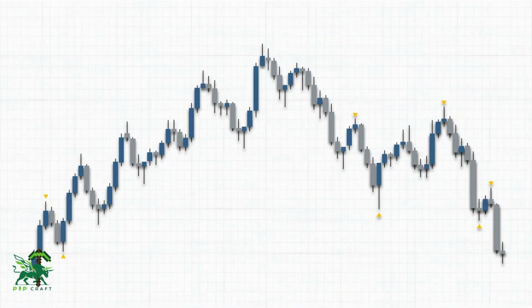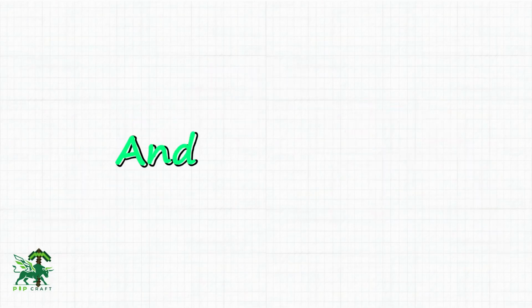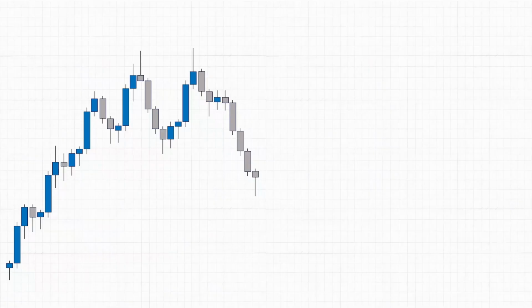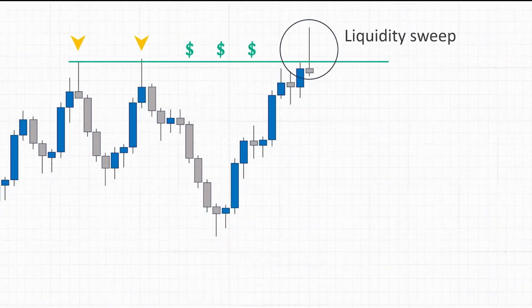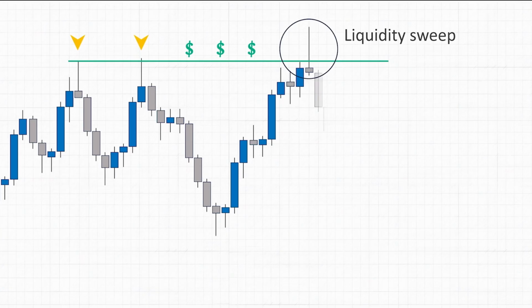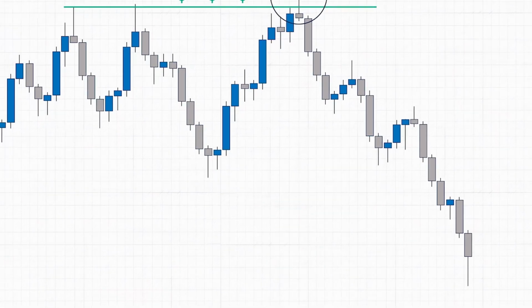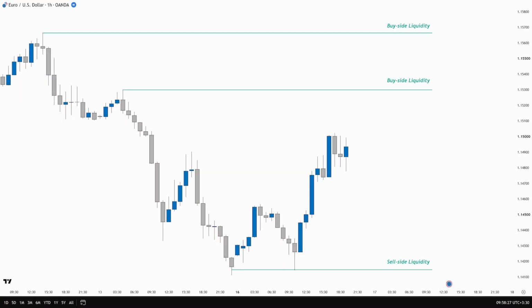Marking liquidity zones on your chart is one of the most important things you can do as a trader. And here's why. First, the market moves toward liquidity zones to fill its orders. And second, once price reaches those zones and sweeps them, that's when the real major moves begin. So if you know where these zones are, you know where price is likely to go next.